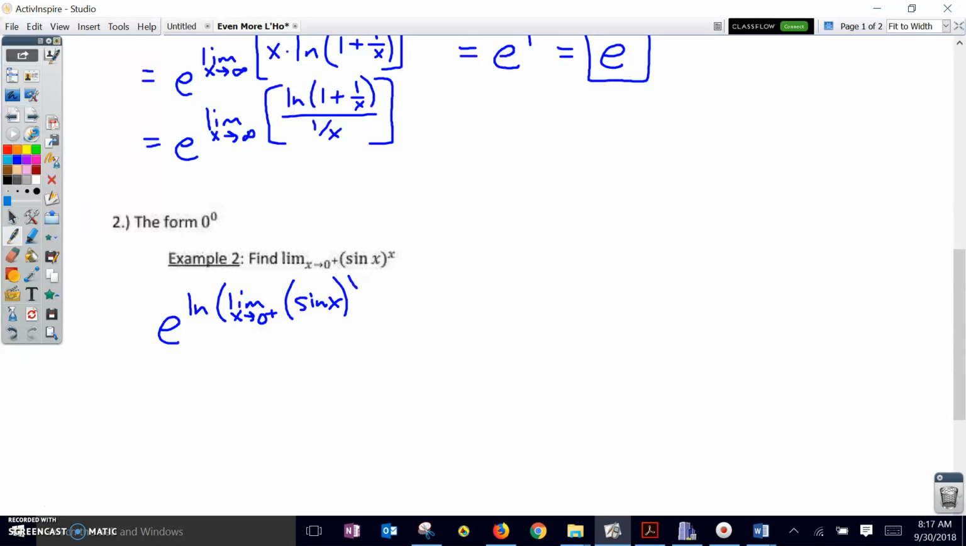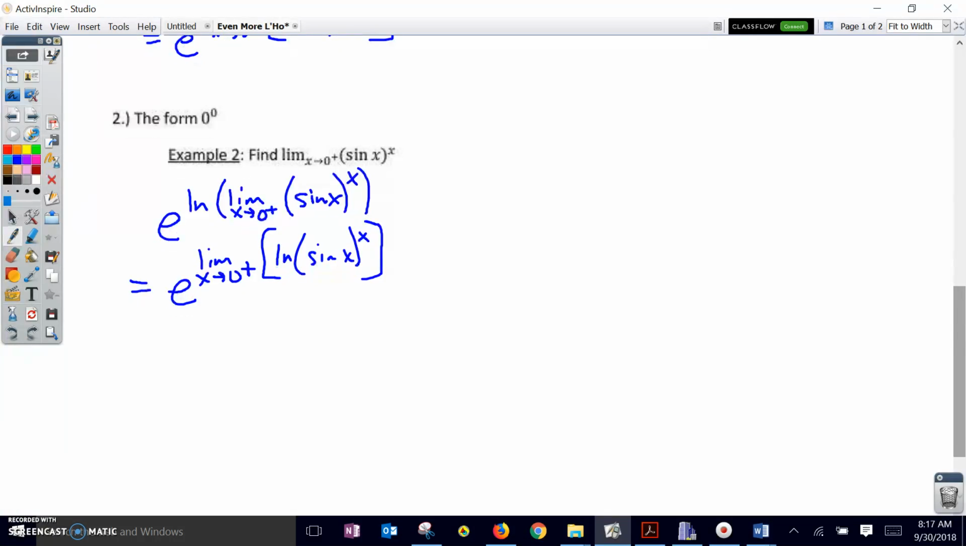And the whole basic concept here is that we're doing this because taking the natural log of what's inside of the limit enables us to get that exponent off of the expression. And so we proceed thusly. And so we bring the x out in front.